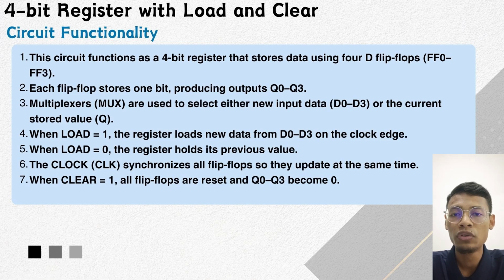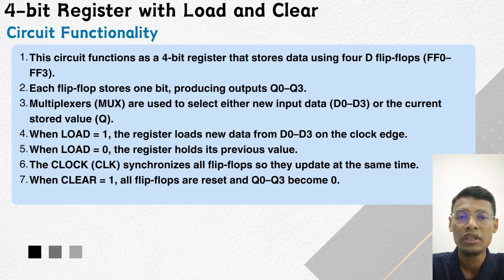Now we go to circuit functionality. This circuit functions as a 4-bit register that stores data using 4 D flip-flops, which are FF0, FF1, FF2 and FF3. Each flip-flop stores 1 bit, producing outputs Q0, Q1, Q2 and Q3. Multiplexers are used to select either new input data or the current stored value.